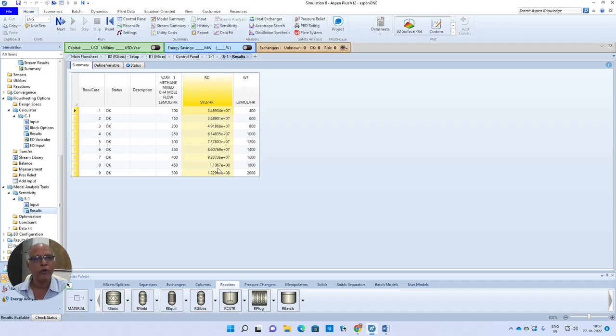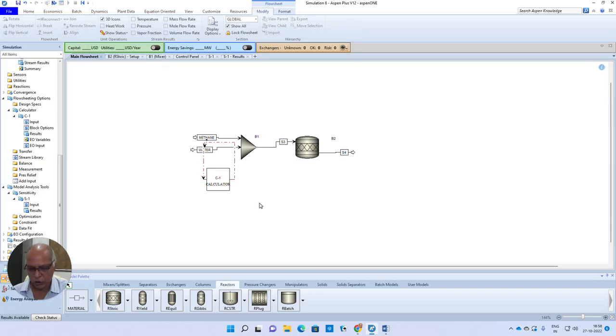So this is how you will be able to handle the calculations using a calculator block. Without doing this, is it possible for us to change the water flow rate in accordance with the changes in methane flow rate without the use of a calculator block? So that's how you will be able to make use of a calculator block whenever it is needed. So with this, probably I'll try to close this session.